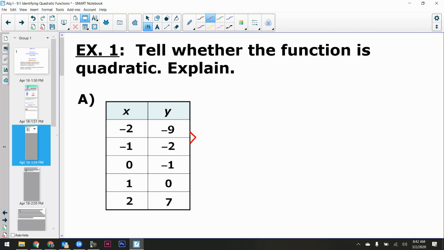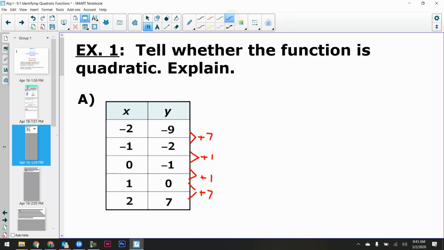Well, my first differences are, well, how much do I go from -9 to -2? What's my difference? Up 7. I'm going to write +7. How much do I change from -2 to -1? Up 1. How much do I change from -1 to 0? Up 1. How much do I change from 0 to 7? Up 7. So if this was linear, I would see it right now. I would see that there would be constant first differences. So is this linear? No, obviously not.